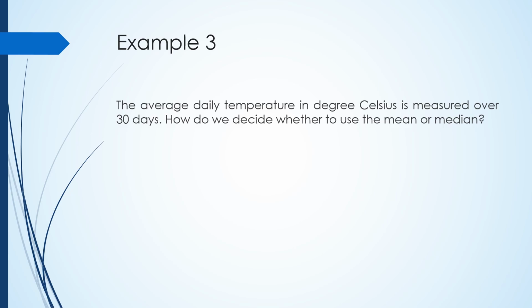Generally, we can use the mean if the temperature readings are fairly consistent, without large spikes. However, if there's a sudden cold snap or heat wave, the distribution might skew. In that case, checking the median might provide a more stable indication of typical daily temperature.